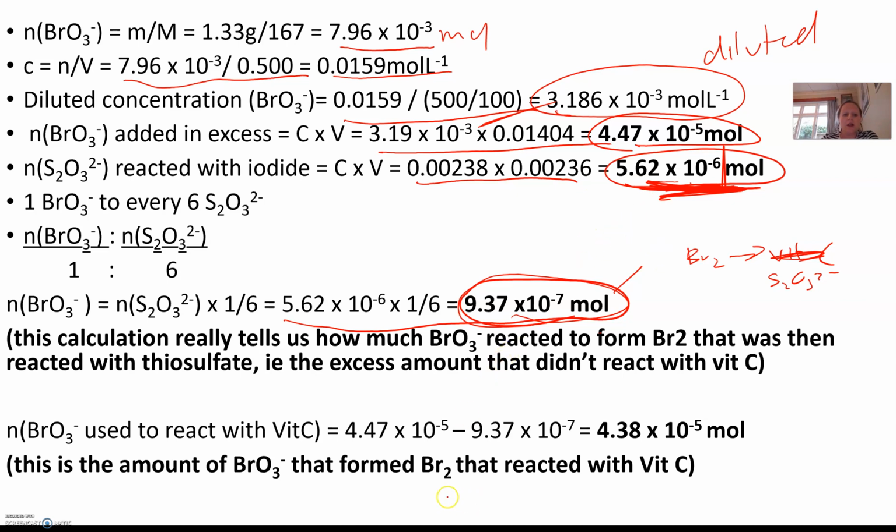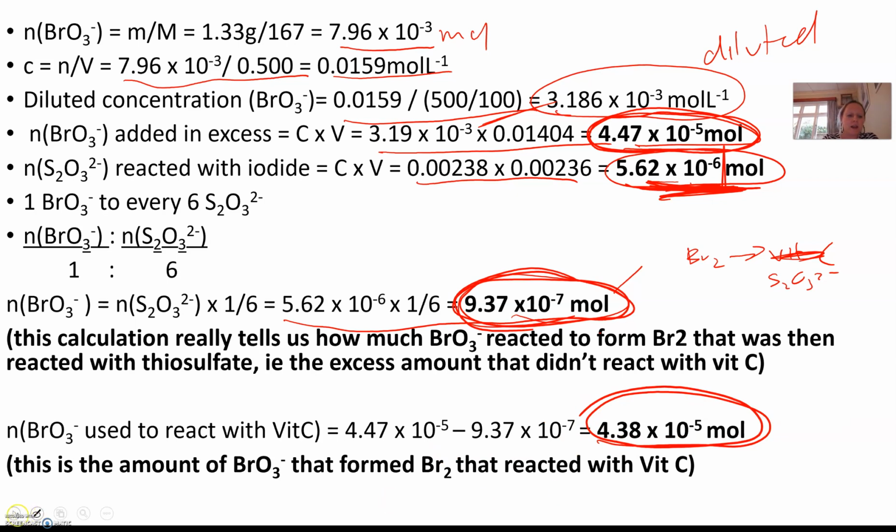So now we can work out the amount of bromate that was used to react with the Vit C. Okay, and how we can do that is, here's the total amount of bromate that was added. So if we've got the number of moles that reacted with the thiosulfate, then we can subtract them, and that's the number of moles of bromate that reacted with the Vit C.